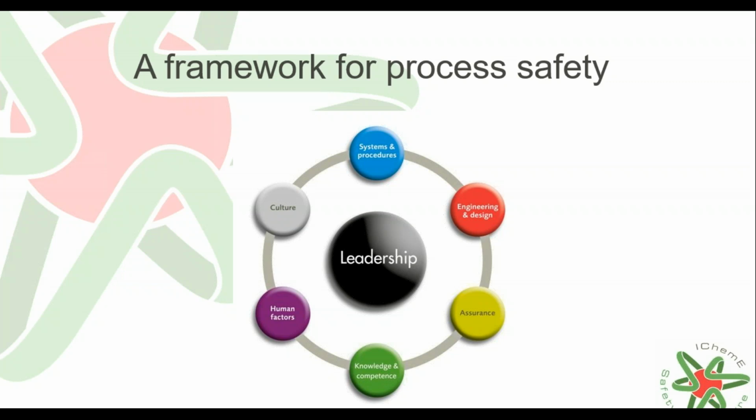Why is it important that I'm mentioning this? Because, as you will see later on, the lead process safety metrics actually sit exactly on this framework. So we have these elements, the 6 pillars, let's say: systems and procedures, engineering and design, assurance, knowledge and competence, human factors, and culture. And all 6 elements are underpinned by leadership. It is crucial to mention, because leadership must be in place in every one of the 6 pillars.